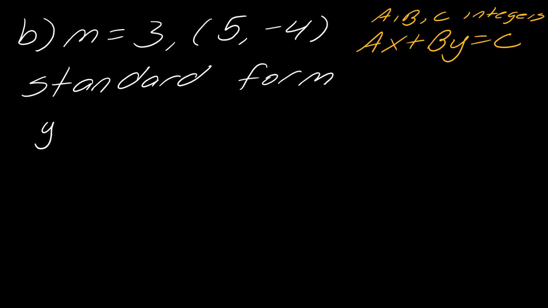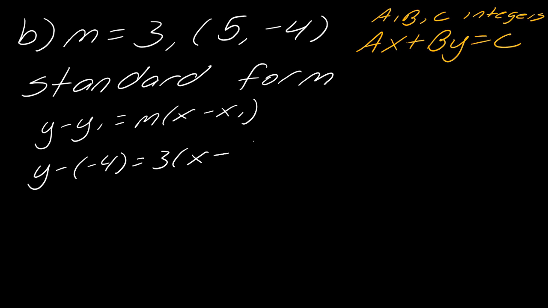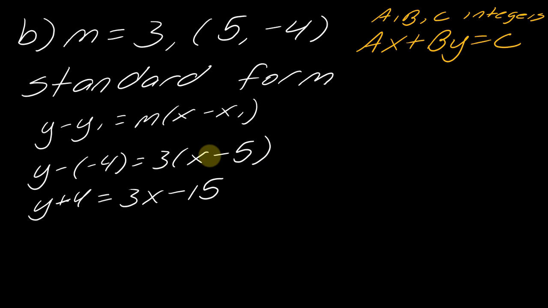So I start with my point slope form, and I'm going to start by plugging in the information that I have. So I'm going to write this out as y minus -4 equals 3 times x minus 5. So this becomes y plus 4 equals 3x minus 15. Okay, so notice that I just started by simplifying this whole line here. Now, this is different from the last problem because I want to have this in a different form. So notice that with the standard form, I need x and y on the same side, and then I need the numbers together on the other side.